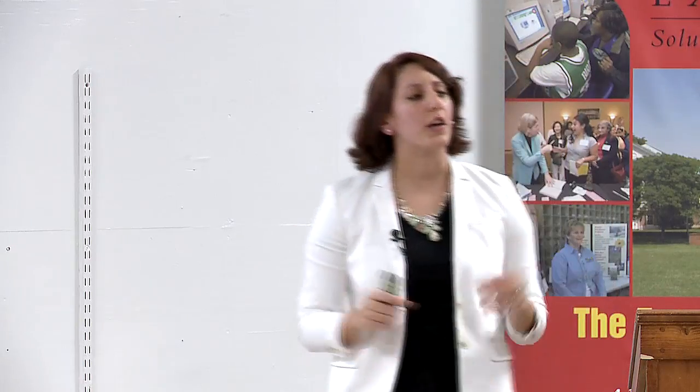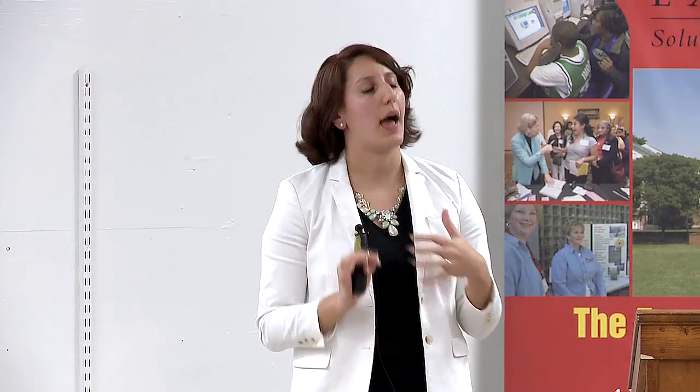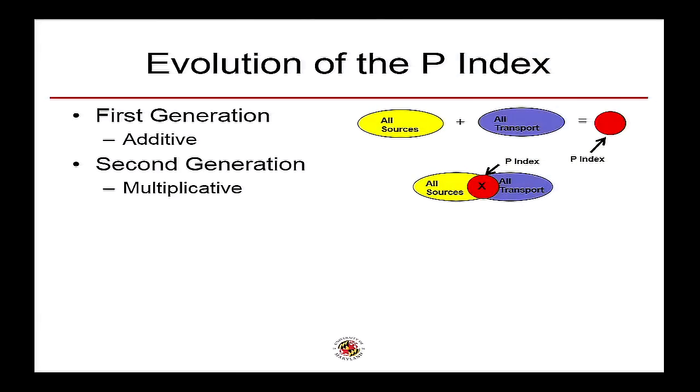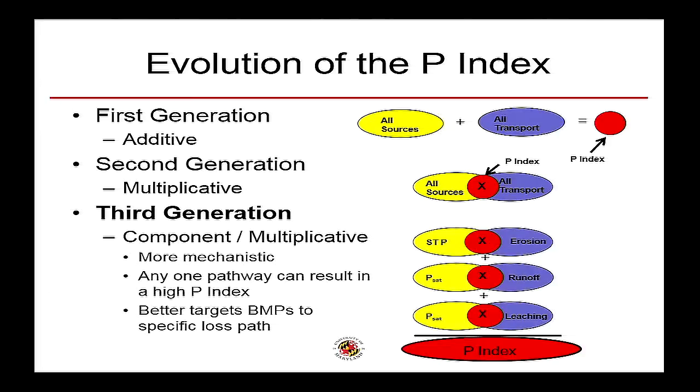Right? You look at a field that you know about, and you say, they should not be applying any more phosphorus here. But for some reason, this calculation was failing us, right? So that's why we have now moved into the third generation, what we call the component multiplicative. This is the form of the PMT that we have now, right? What we've done is you're still multiplying your source by your transport, but this time you're splitting it out and really identifying those individual transport pathways.